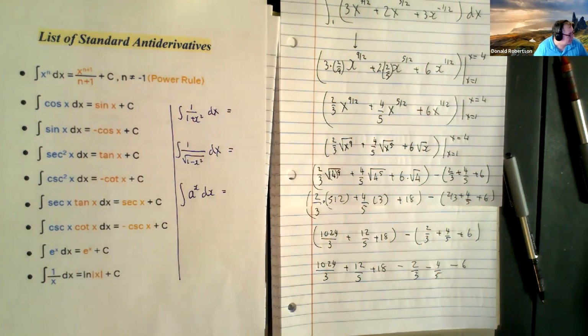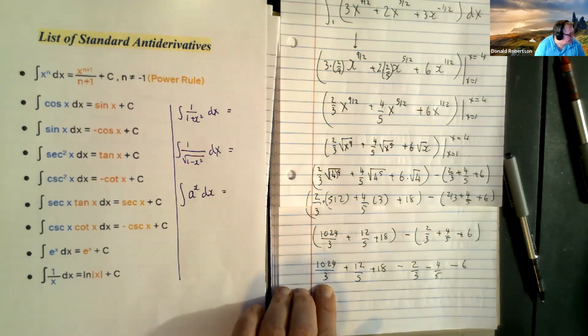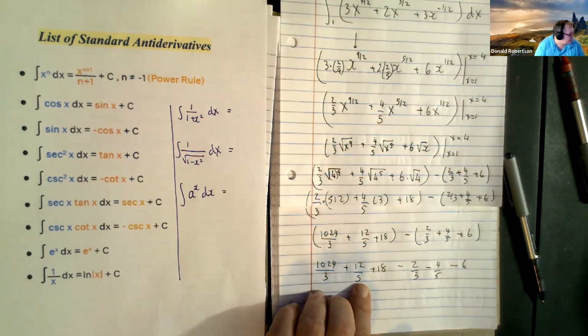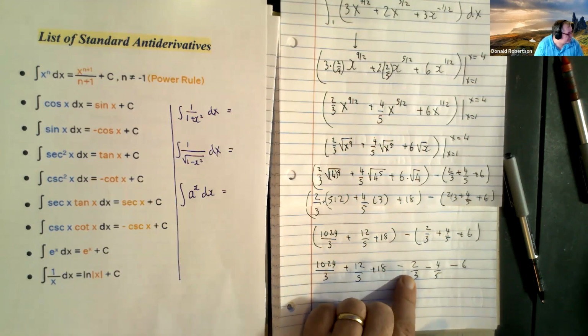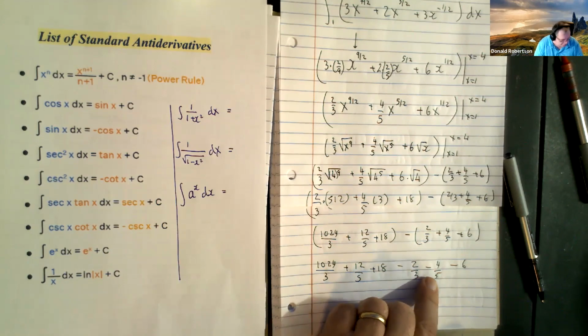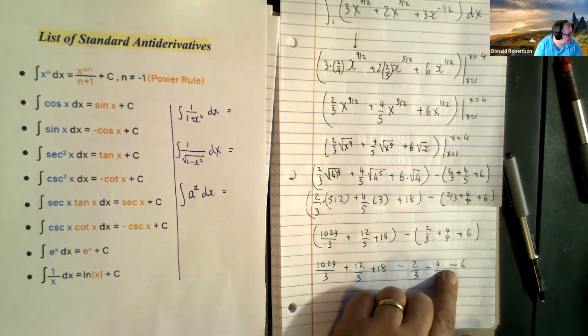And at this point, I'm going to hit the buttons on the calculator and we'll see what we get. So I have 1024 thirds plus 12/5 plus 18. Take away 2/3, take away 4/5, take away 6. Ooh, I don't like the looks of that answer. And math 1 and fraction.